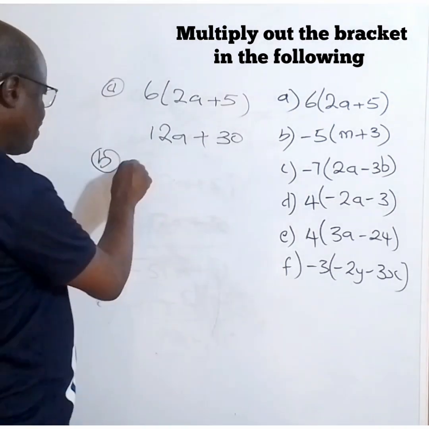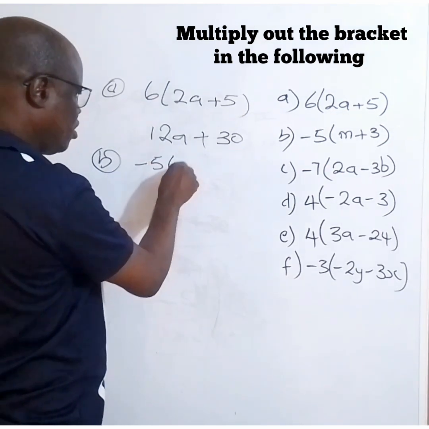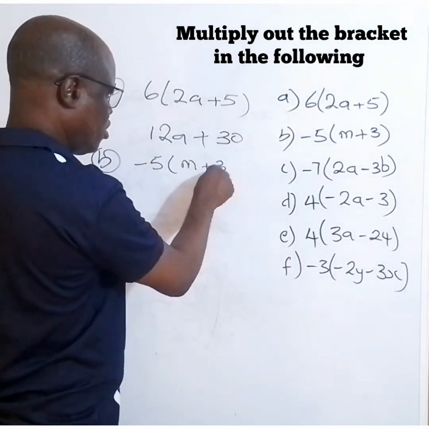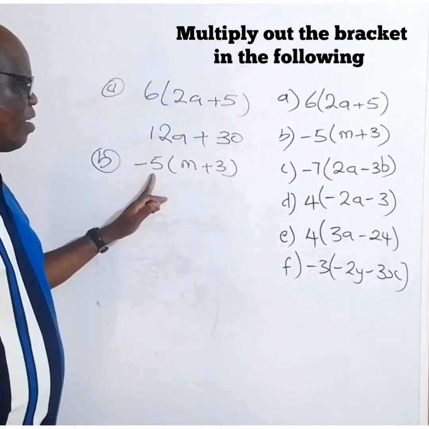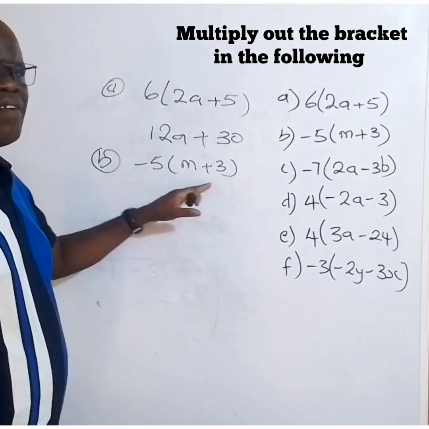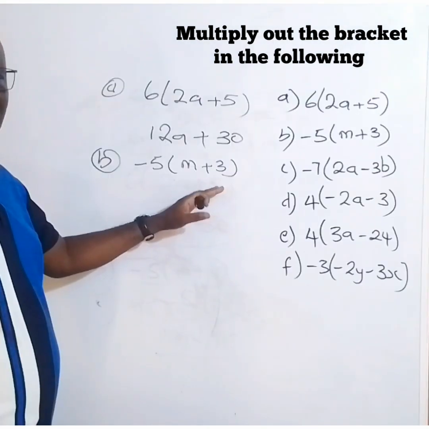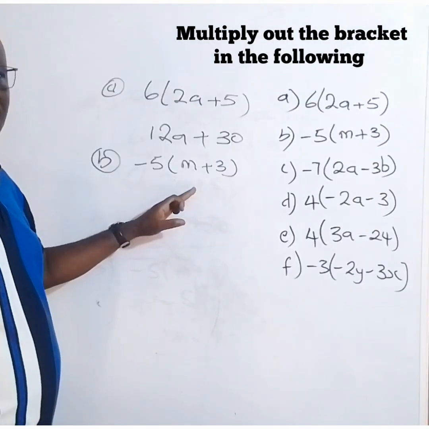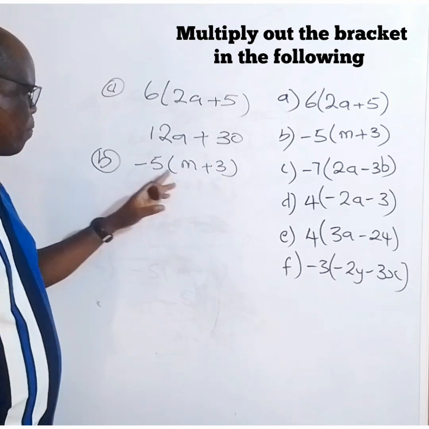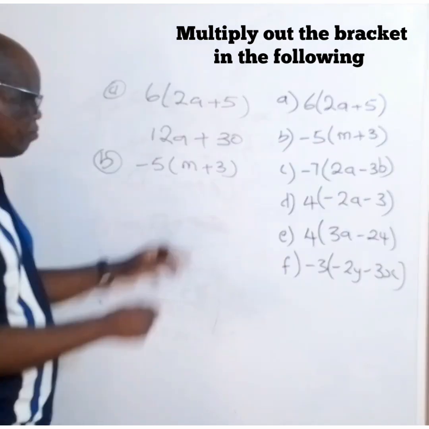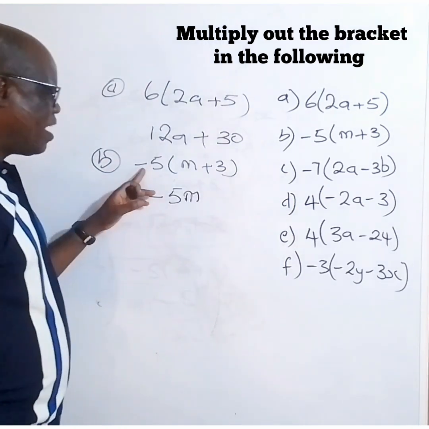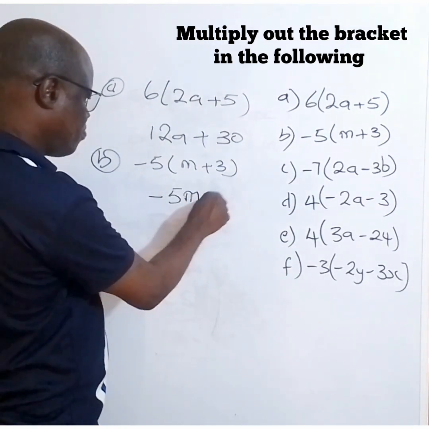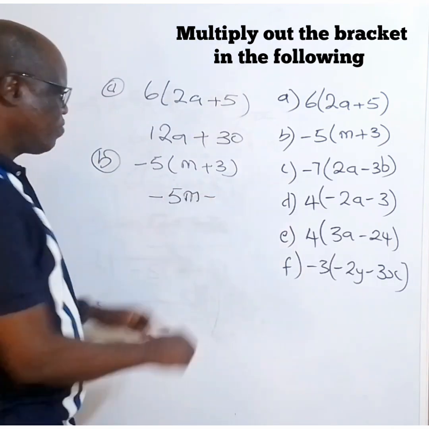Look at the B part. You have minus 5. This minus 5 is outside. Multiply minus 5 by everything inside the bracket. And that's what we call multiplying out the bracket. Minus 5 multiplied by m, minus 5m, minus times plus, minus 5 times 3, 15.